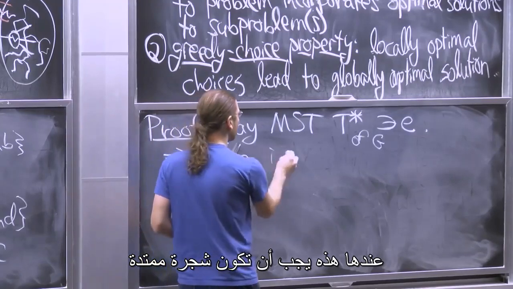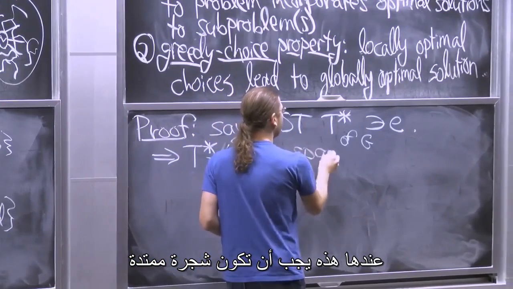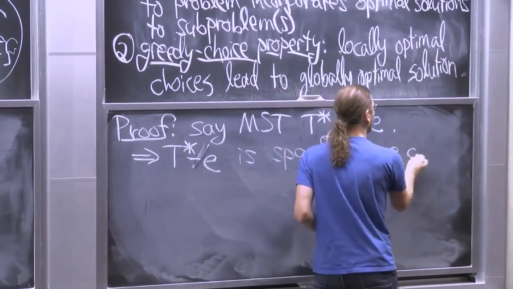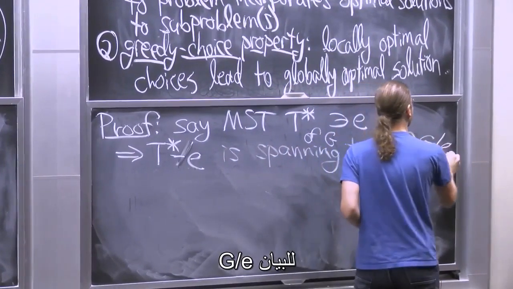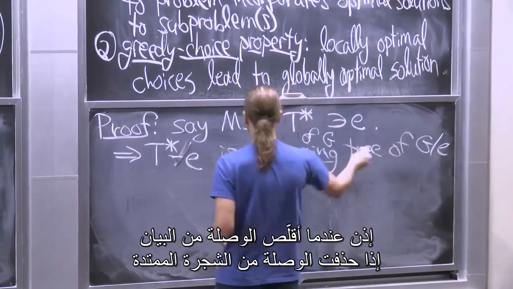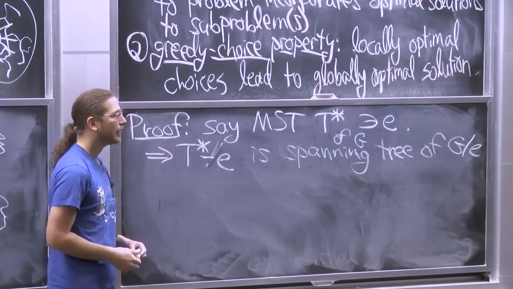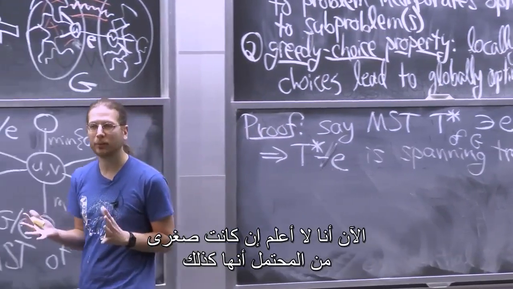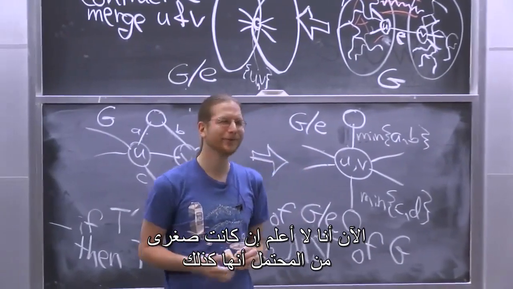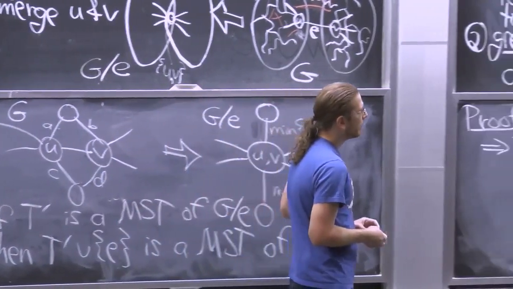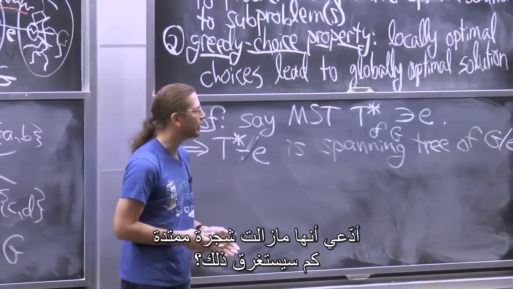Then that should be a spanning tree of G/E. So when I contract the edge in the graph, if I throw away the edge from this spanning tree, I should still have a spanning tree. Now, I don't know whether it's minimum. Probably it is, but we won't prove that right now. I claim it's still a spanning tree.